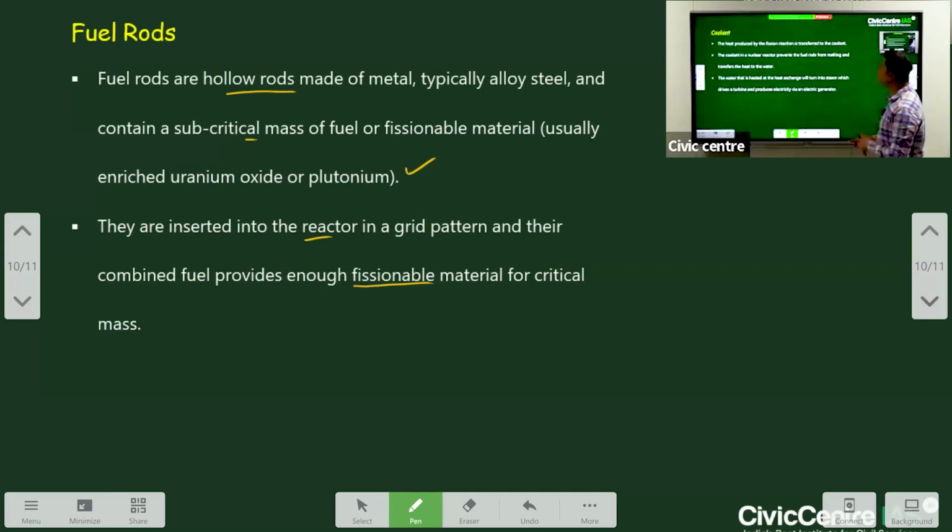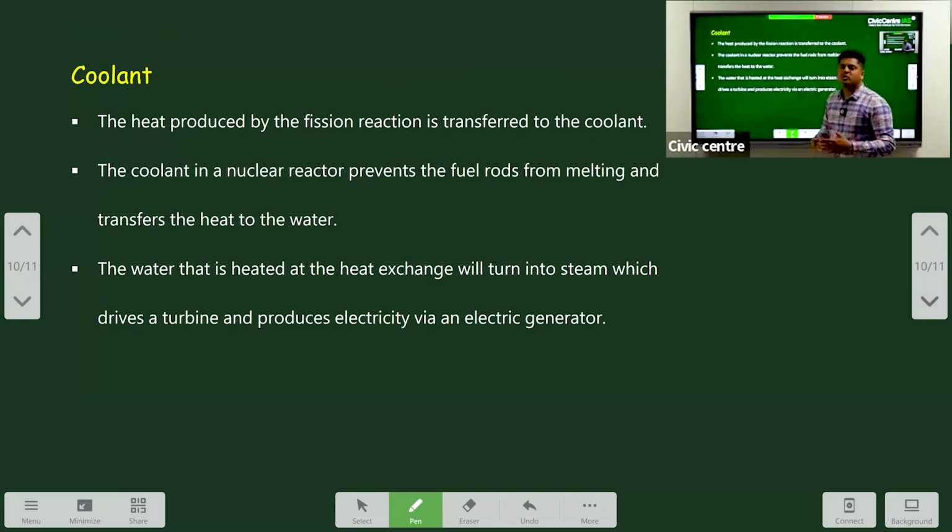Then we have something called the coolant. Now this coolant is going to capture the heat, and it will help the fuel rods not to melt. So it will prevent the fuel rods from melting and transfers the heat to the water. Now this water that is heated at the heat exchanger will turn into steam, and this will in turn help with the electricity generation via the electric generator.